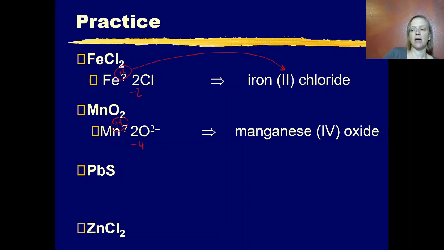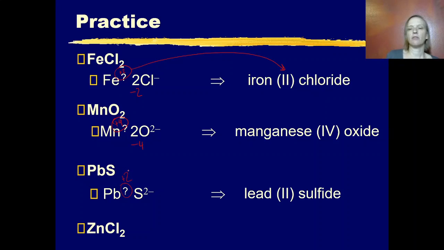For PbS here, my sulfide ion always has a charge of -2. Therefore, in this case, my lead must have a charge of +2, giving me the name lead 2 sulfide.